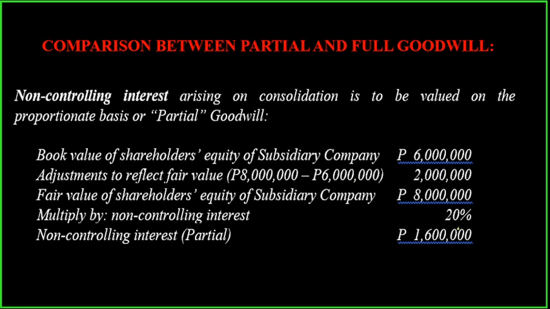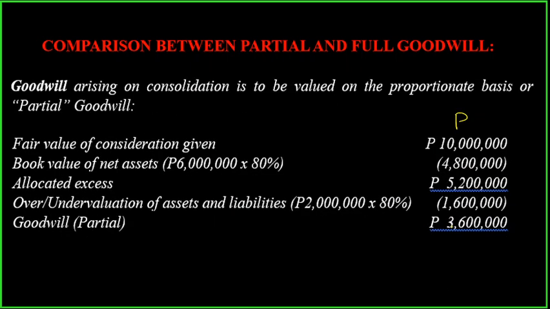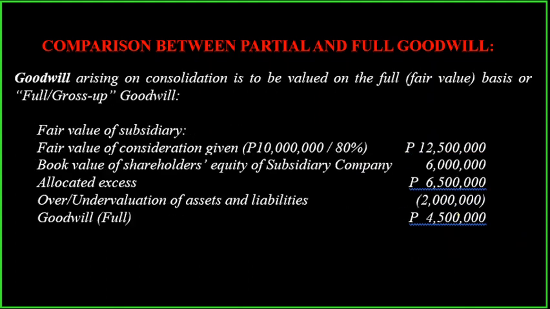So, let's try to recompute this, because many people get confused here. You have your 1,600 and goodwill of 3,600. Let's have a different computation for that. You have the parent and subsidiary. We're only using partial goodwill here, and you have your total.